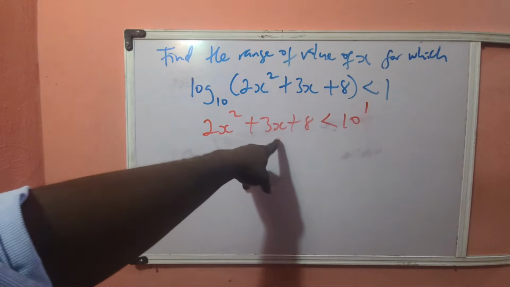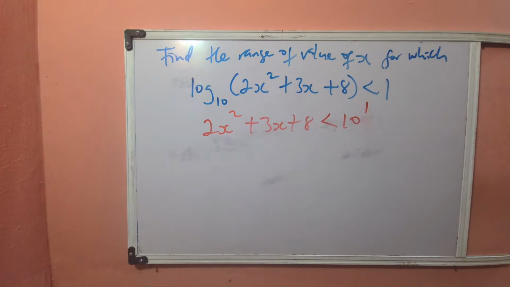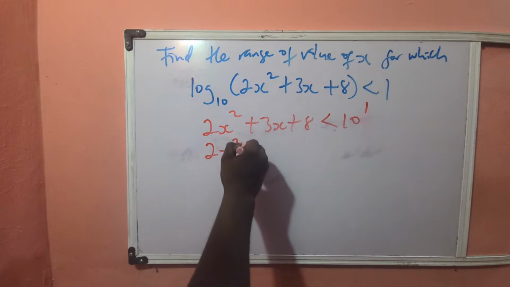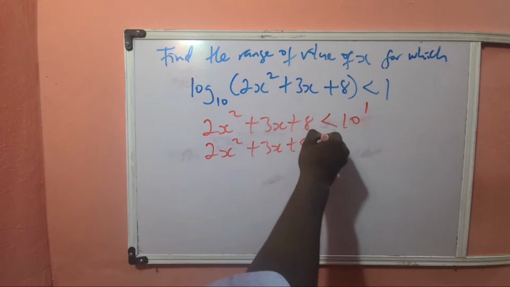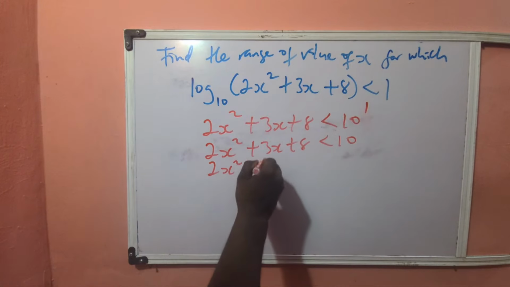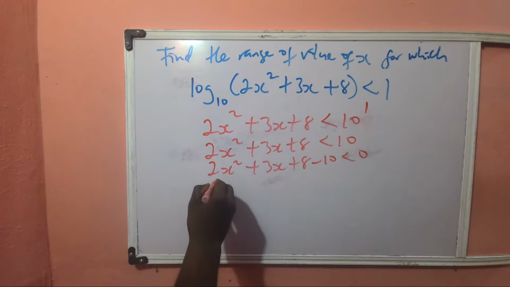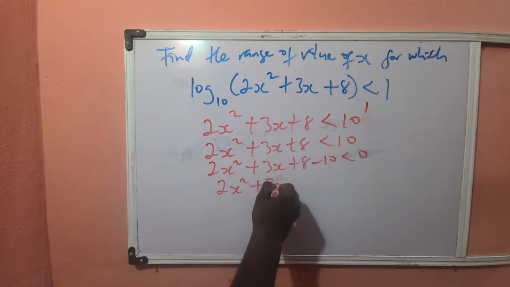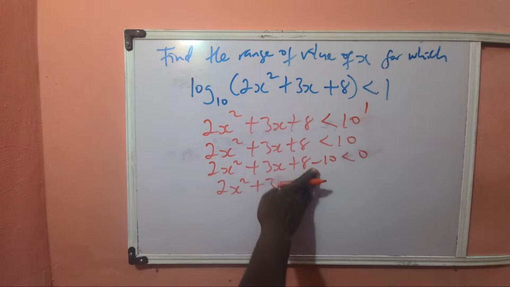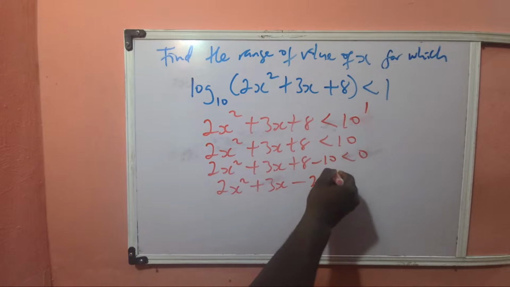2x raised to power 2 plus 3x plus 8 less than 10 raised to power 1. So in this case, what you have to do is, of course, this will also be equals to 2x squared plus 3x plus 8 less than 10. 10 raised to power 1 is 10, obviously. Then we can bring this in, and we have 2x squared plus 3x minus 2 less than 0.